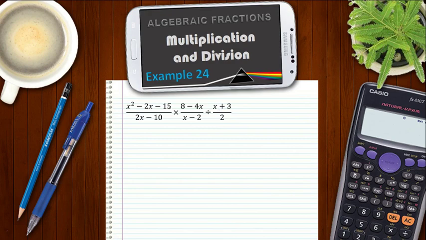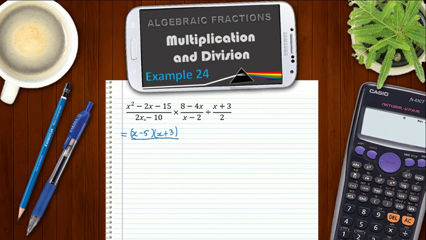Now, because this looks quite like a long sum, what I'm going to do is, in one step, factorize everything and change the division to a multiplication. So this will save quite a lot of time. In order to factorize the first one, this is a trinomial. So we have the factors of 15, and to get negative 2, the factors of 15 will be 3 and 5. So we'll say x minus 5 and x plus 3.